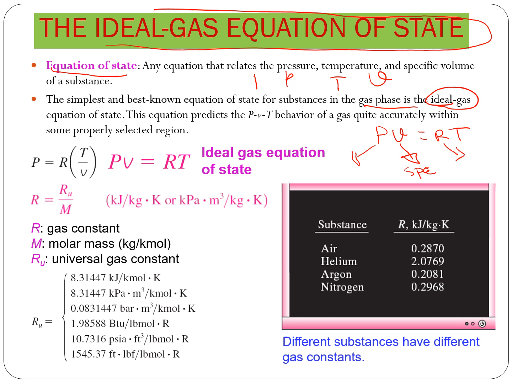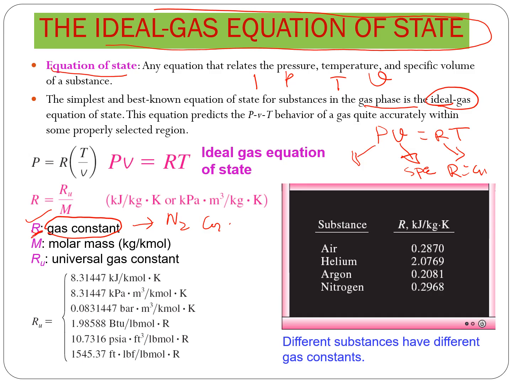R is called the gas constant. So if it is hydrogen, the value is going to be different. If it is nitrogen, it's going to be different. If it is carbon dioxide, it's going to be different, depending on what type of gas you have. So for a given gas, the value is constant. But if the gas changes, the value of R also changes.